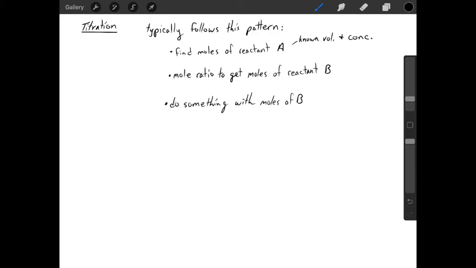And titrations are commonly introduced as being done with acid-base reactions, but it doesn't need to be. You can certainly do redox titrations or electrochemical titrations or any number of things. We'll use acids and bases because they're fairly straightforward.